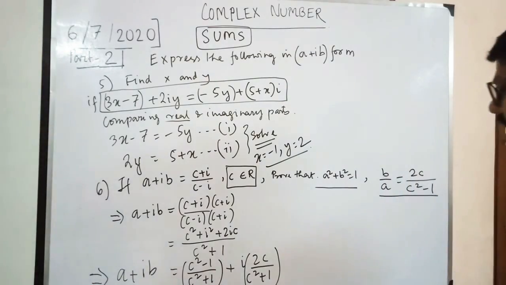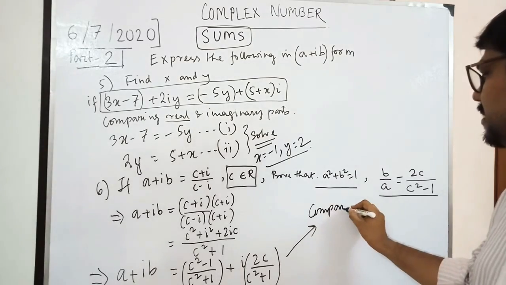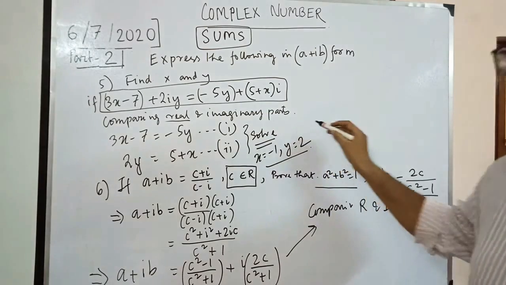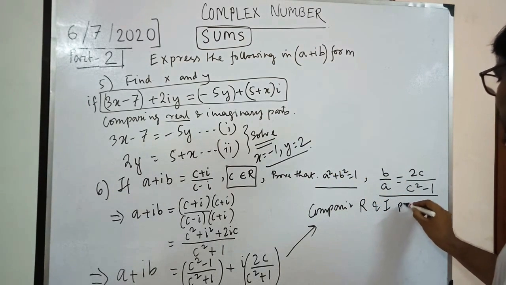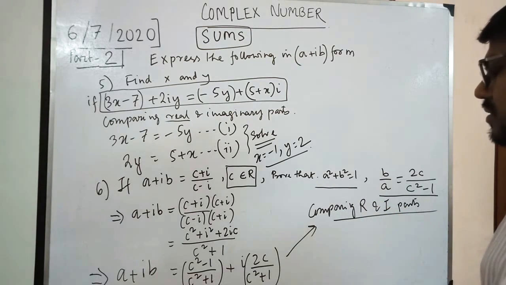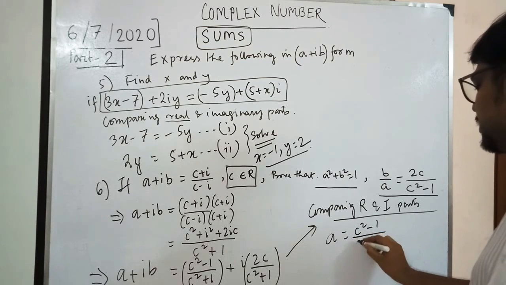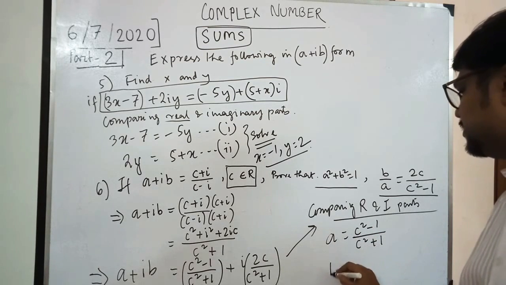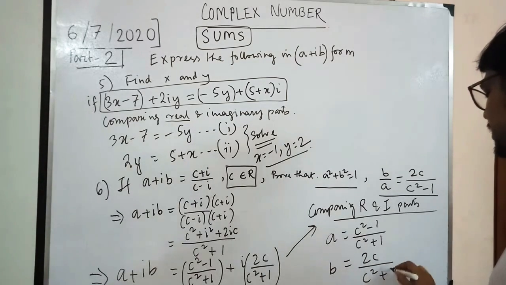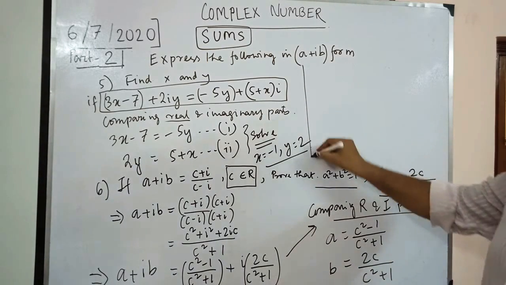So comparing, what we get? Comparing real and imaginary parts from both sides, this same line you write. So you get a equals c square minus 1 by c square plus 1, and b equals 2c by c square plus 1. Now when we get this, I'll do it over here.